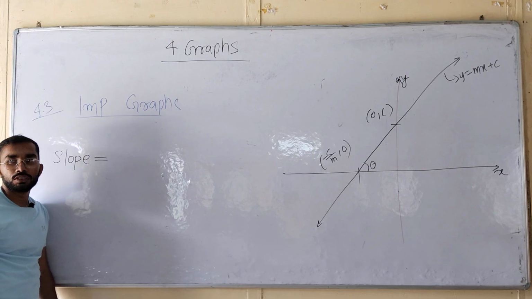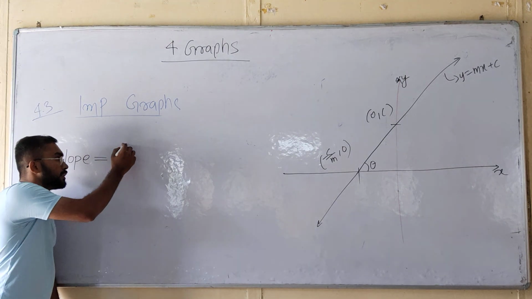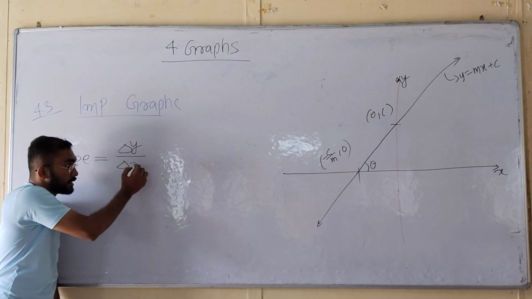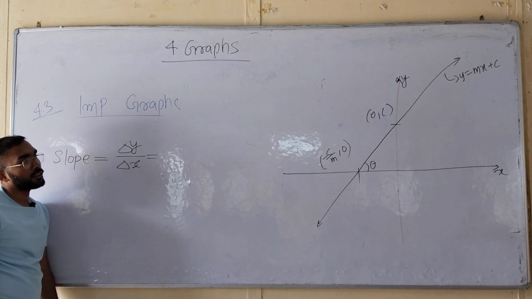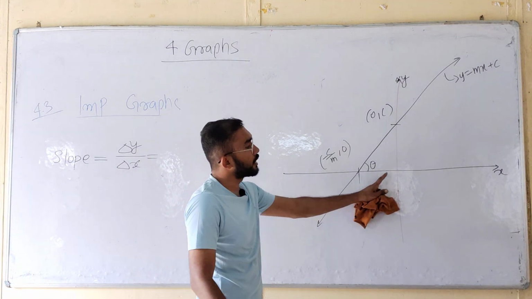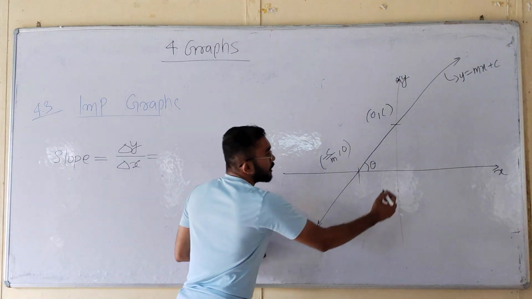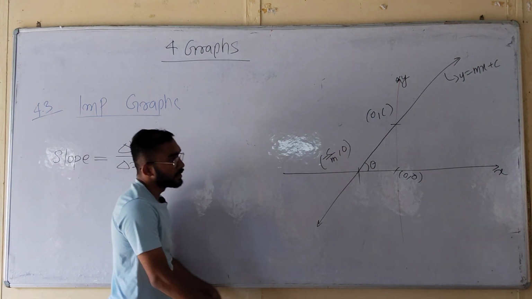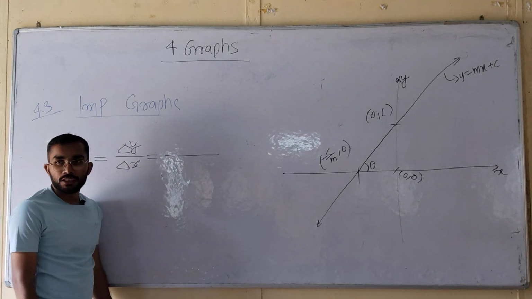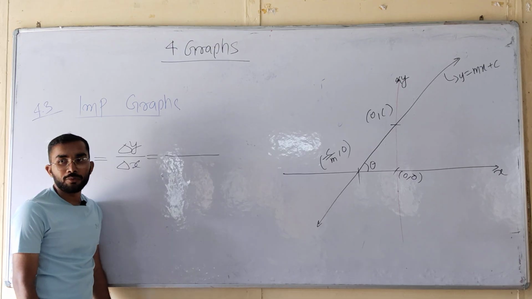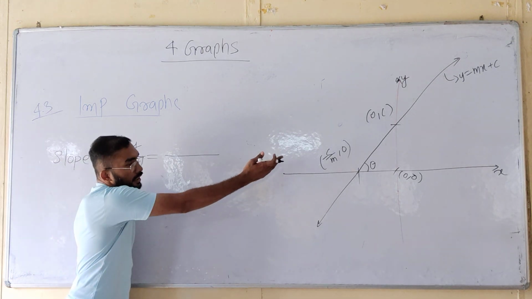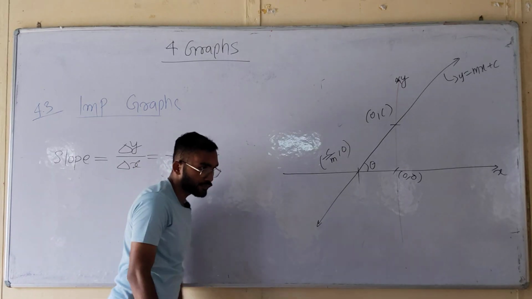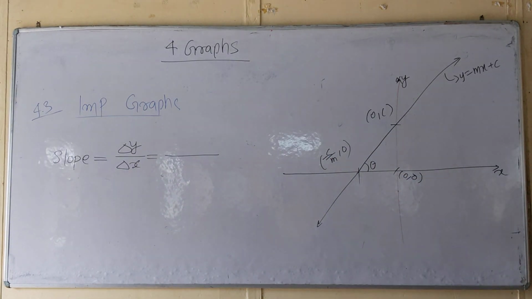Slope equals the formula, concept: change in y by change in x. So you can start from here and you can go till this. This is 0 comma 0. Change in x, give me initially how much is x? How much? Here. How much is this?